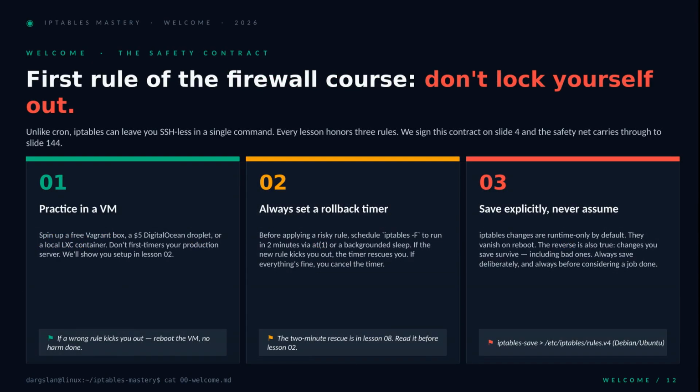Before we touch a single rule, we sign a safety contract. 3 commitments. First, practice in a VM, a Vagrant box, a $5 droplet, an LXC container, anything but your production server. Second, always set a rollback timer. Schedule a flush to run in 2 minutes, so if a bad rule cuts your SSH, the kernel rescues you. Third, save explicitly. iptables changes vanish on reboot unless you write them to disk, and they survive unconditionally once you do. Honor these 3, and you cannot lock yourself out.